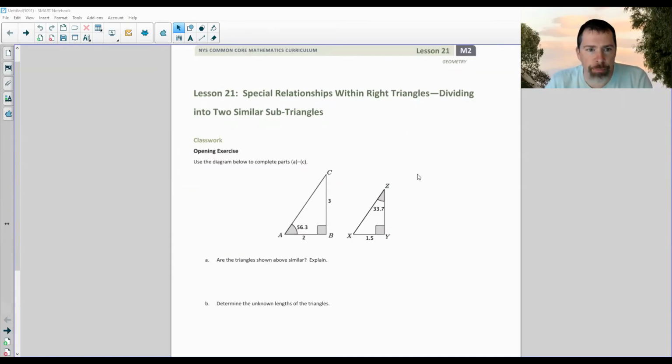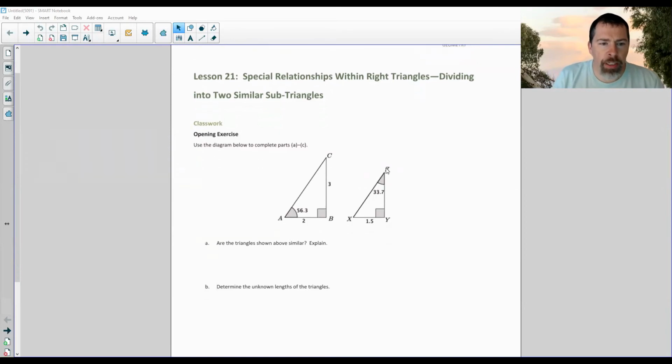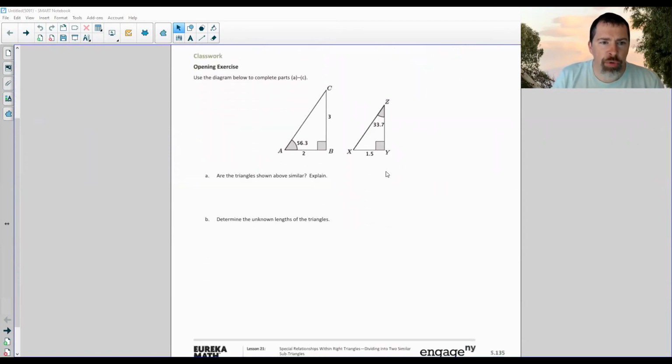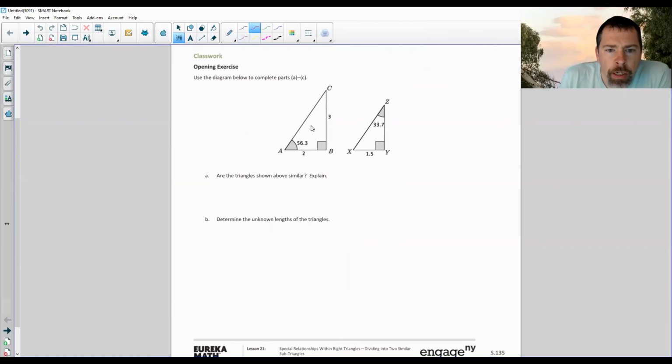So much for beauty. Lesson 21, special relationships within right triangles dividing into two similar subtriangles. Classwork opening exercise. Exercise means do it yourself, then check to see if you did it correctly. So here we go. I look at this and I'm like, okay, that's a right triangle.